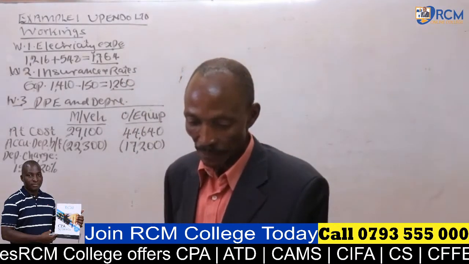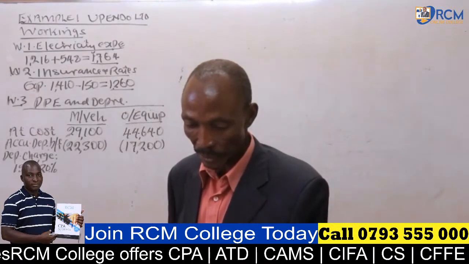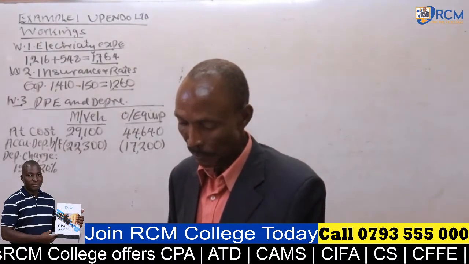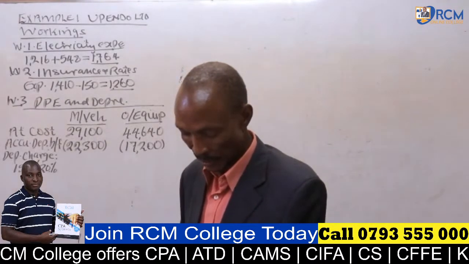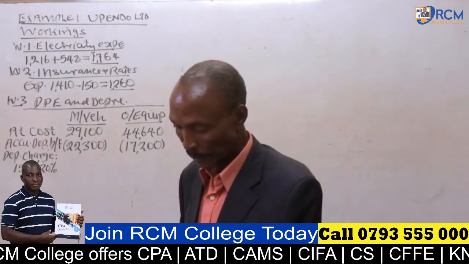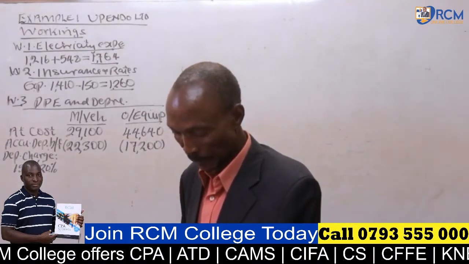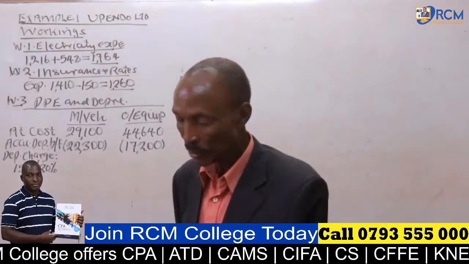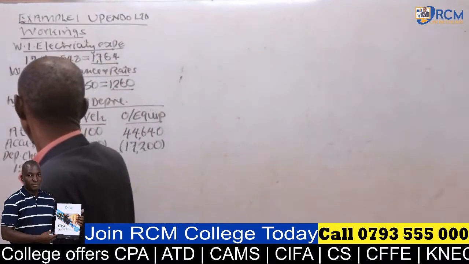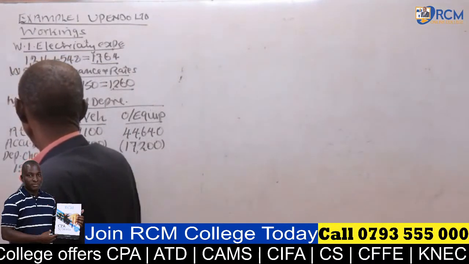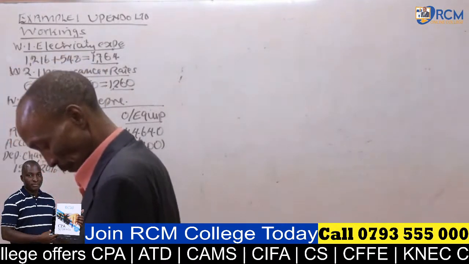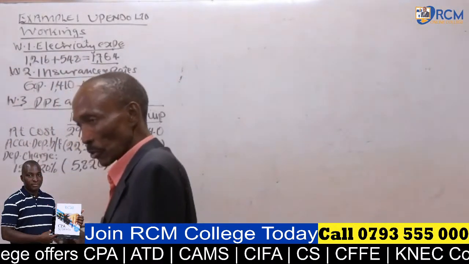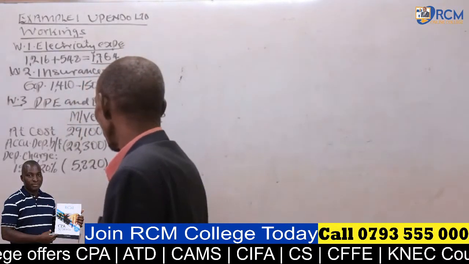So the depreciation for the first asset, that is the motor vehicle, at 20%. That is 29,100 times 0.2, which is 5,820 for motor vehicles. What is the use of this amount? This is the amount that you're going to show as an expense.